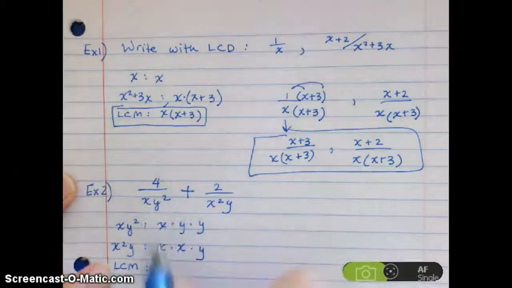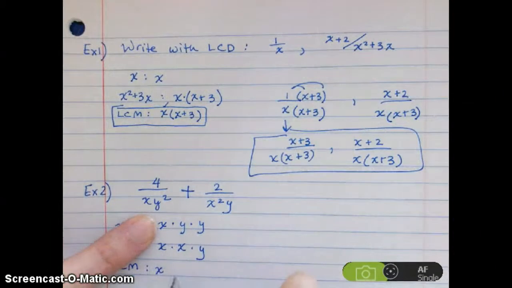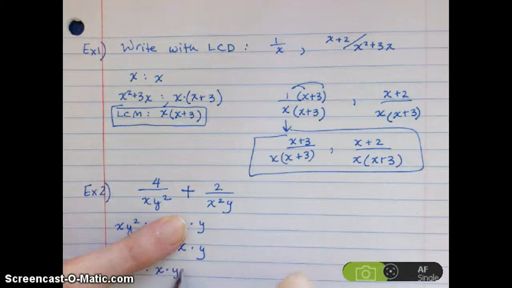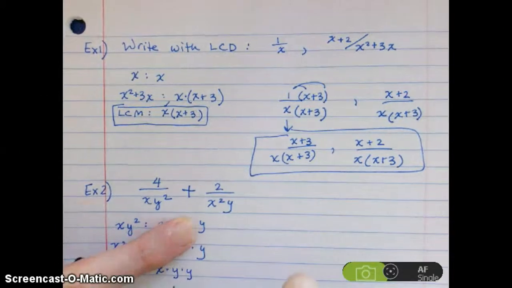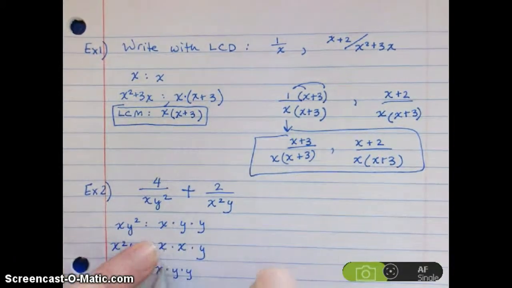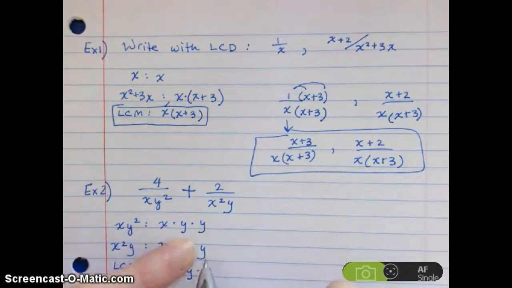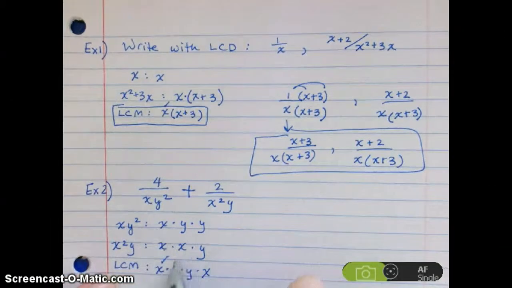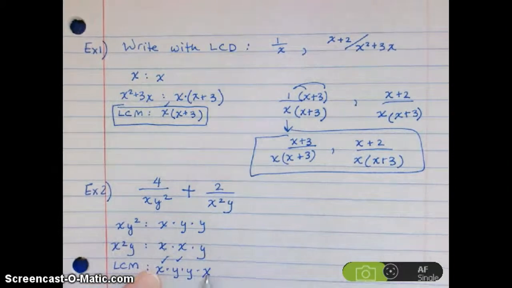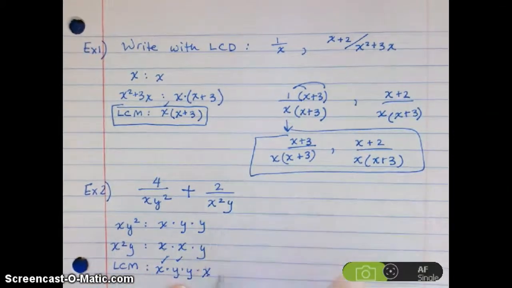So LCM, I need an x and 2 y's. Next, I need an x, got it. Another x, and a y, got it. So my LCM has factors x times x times y times y, which equals x squared y squared.